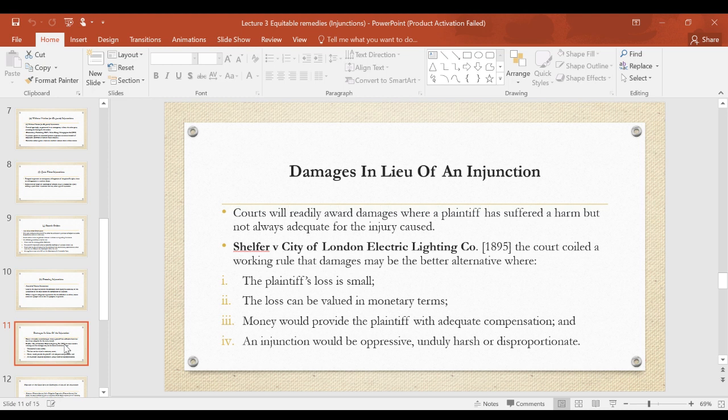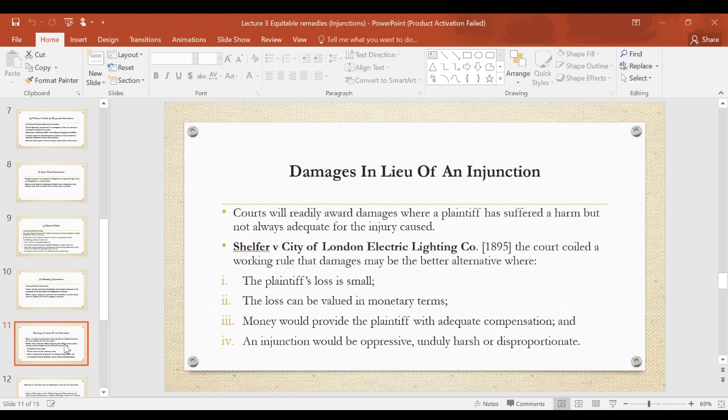They provided that where the plaintiff's loss is small, damages may be sufficient as opposed to an injunction. Also, where the loss can be valued on a monetary basis, where we can say this is how much a plaintiff can receive at the end of the case, then damages can be awarded instead of an injunction.